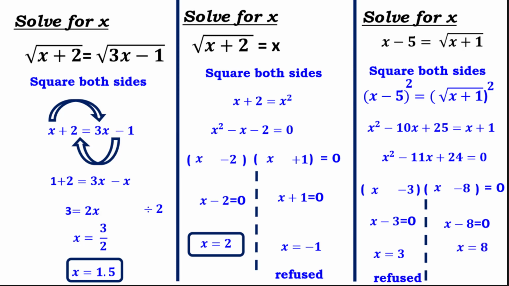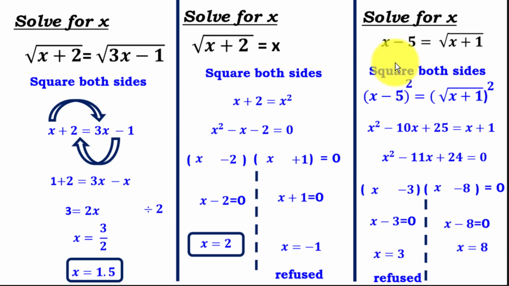then x equals 8. But if we check your answer here, then x equals 3. When you put x equals 3 here, 3 minus 5, it will be negative 2, but this is radical. The value must be positive, so x equals 3, it's refused. But x equals 8, it will be acceptable.